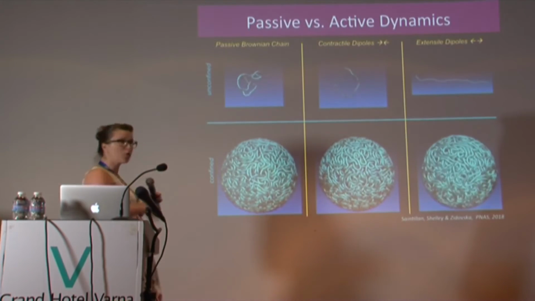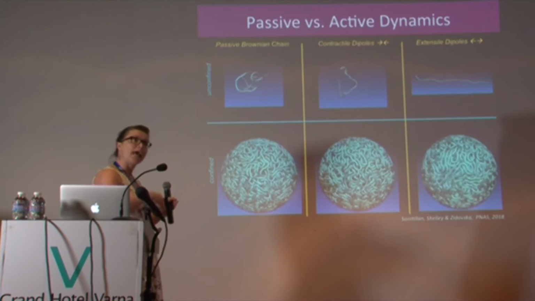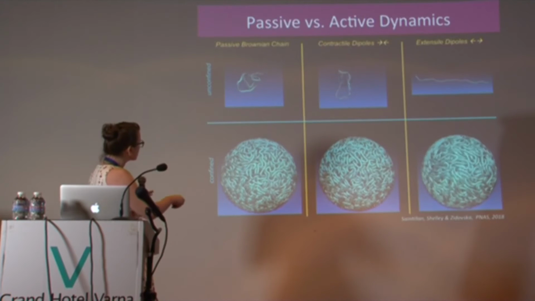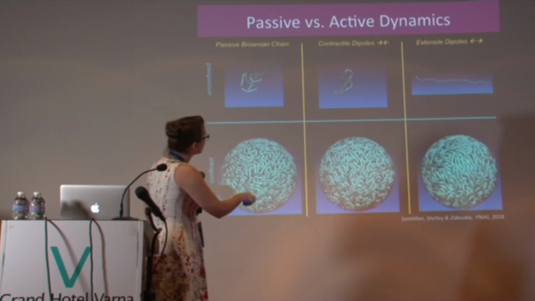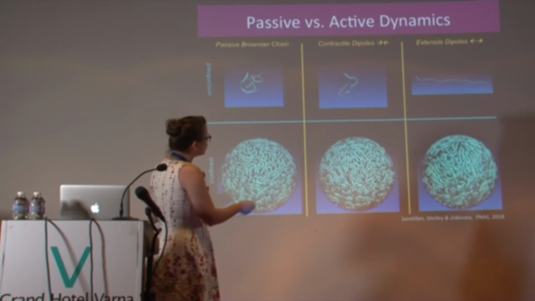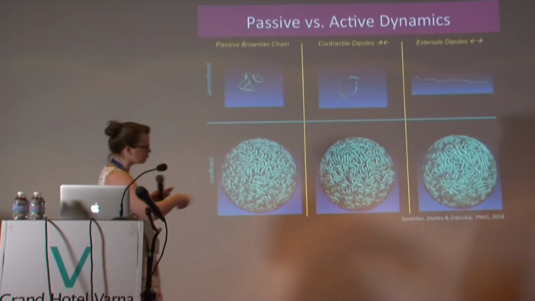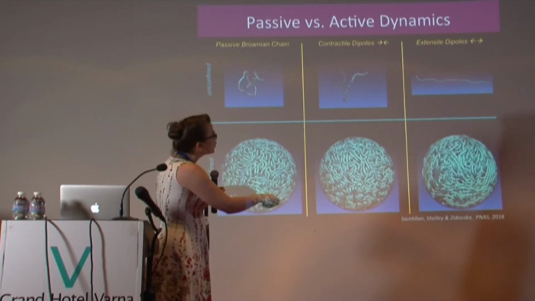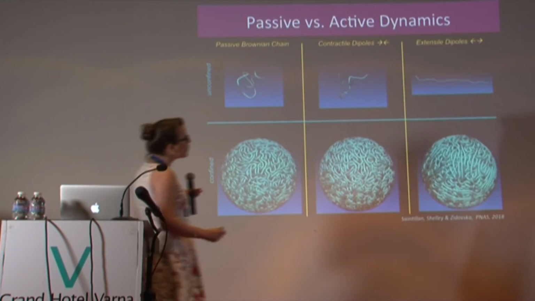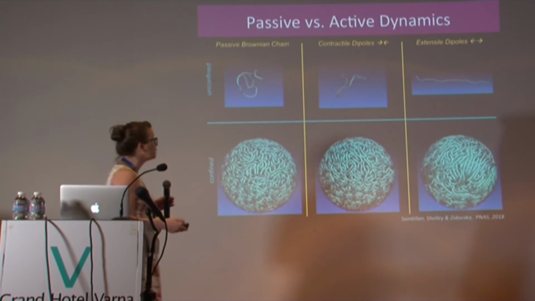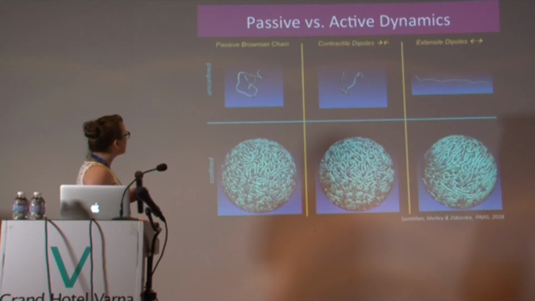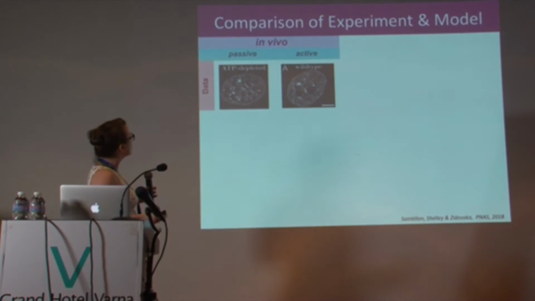Now, when you put a long polymer into a confinement and apply these types of dipoles here as well, here is the Brownian motion. For contractile dipoles, we don't see big differences. We see it's more like accelerated Brownian motion. But for the extensile dipoles, we start to see small regions of alignment of our toy chromatin fiber. So we can do a direct comparison with the data.